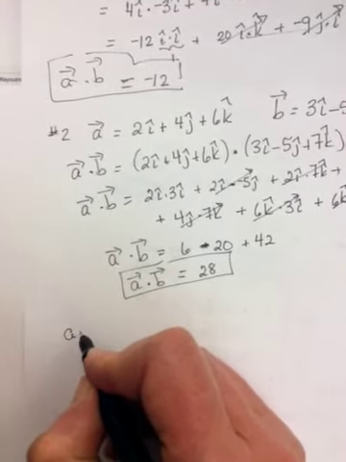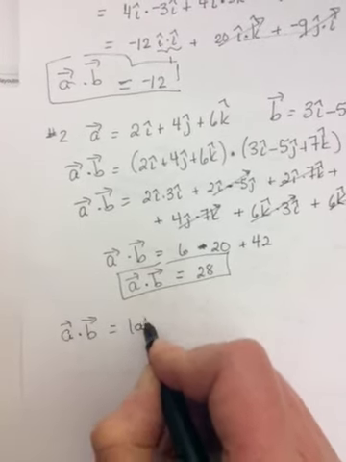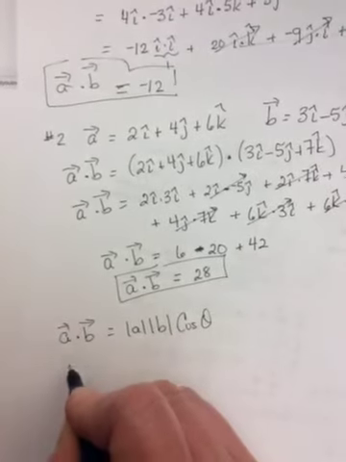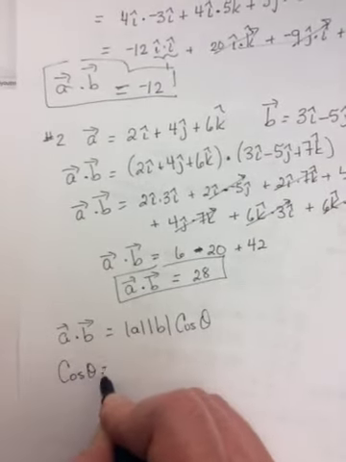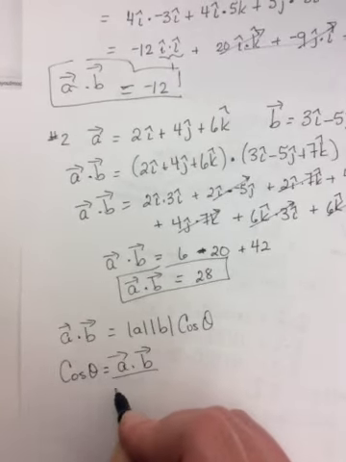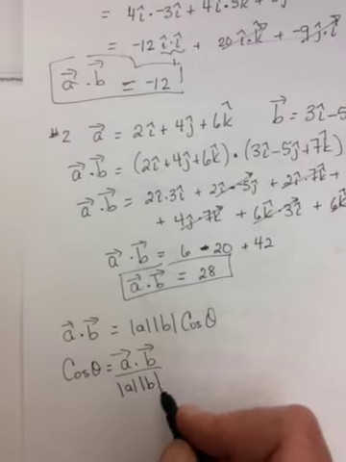Okay, so going back to a dot b is equal to the absolute value of a, absolute value of b times the cosine of the angle between them. We can solve for the cosine of the angle between them. It'll just be a dot b over the absolute value, or length of a, times the length of b.